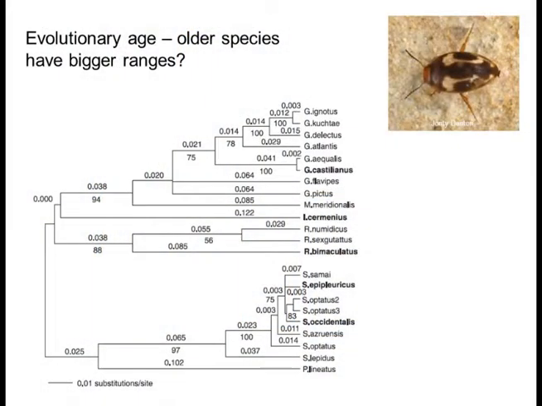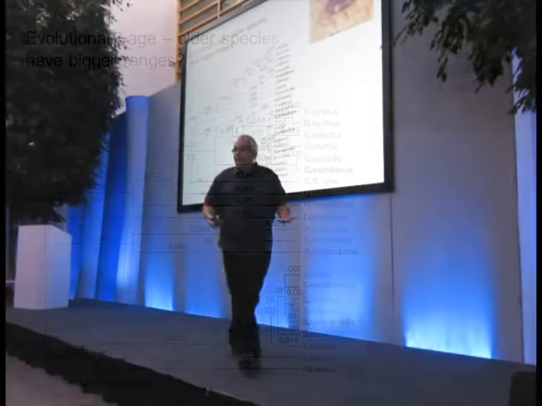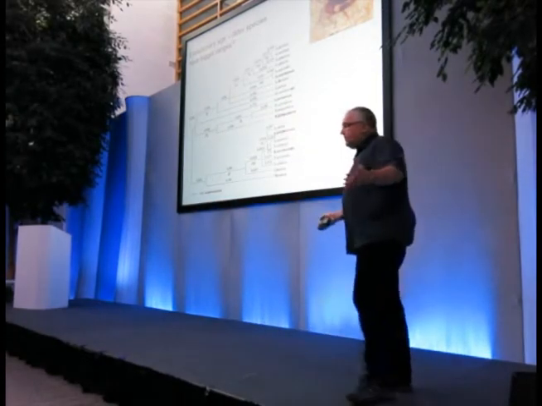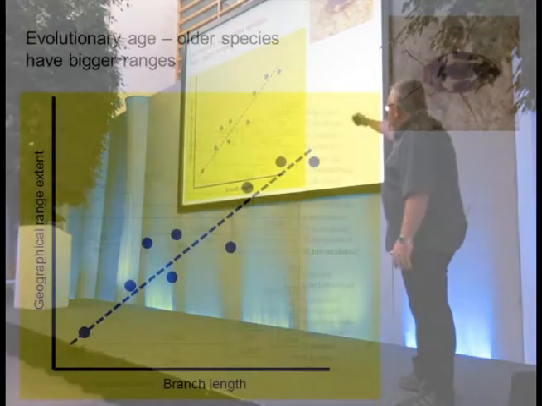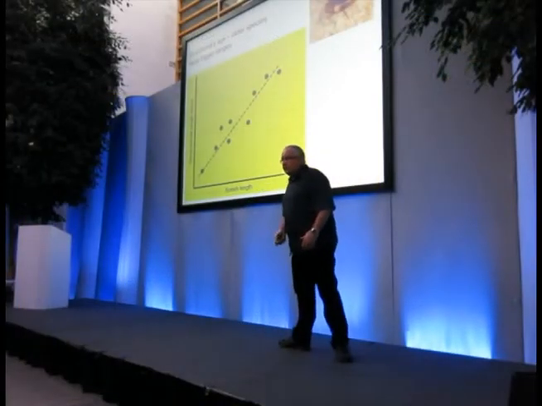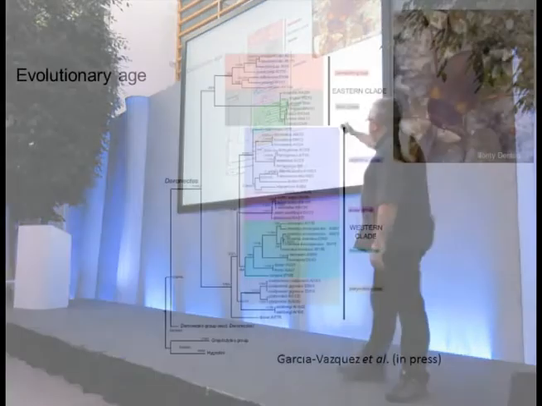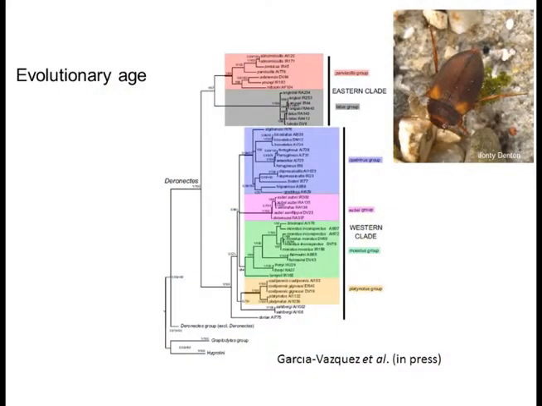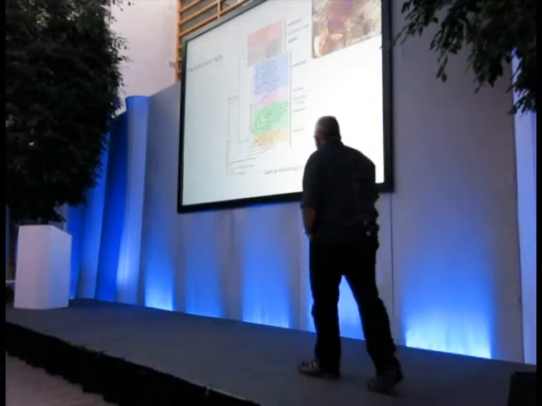If we think about evolutionary age, all else being equal, we might expect older species to be more widespread than young species just because they've been around for longer and they've had more time to spread or more time to evolve to cope with different conditions. So if we look at a phylogeny like that, geographical range extent might be positively related in some way to the length of those branches, which reflect how long ago these things shared a common ancestor. For our Deronectes, we've got a reasonably good phylogeny, which we've reconstructed from both nuclear and mitochondrial genes, which we can use to test for an effect of evolutionary age in these beetles.